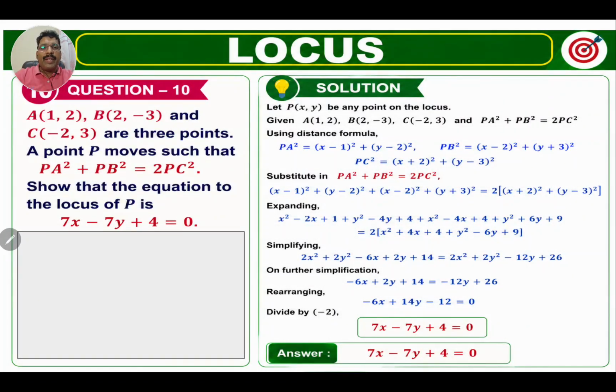You see here, PA square means distance between P and A: P point (x1, y1) and A point (1, 2). Like that PB square, distance between P and B: P point (x1, y1), B point (2, -3). Next PC square, similarly C point (-2, 3) and P point (x1, y1). After finding all the 3 distances, substitute the values in the given condition. Then after simplification, finally we got 7x minus 7y plus 4 equal to 0.